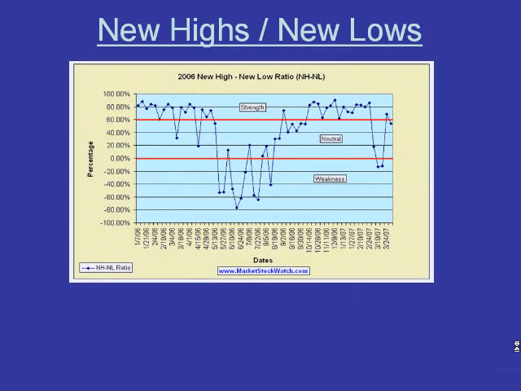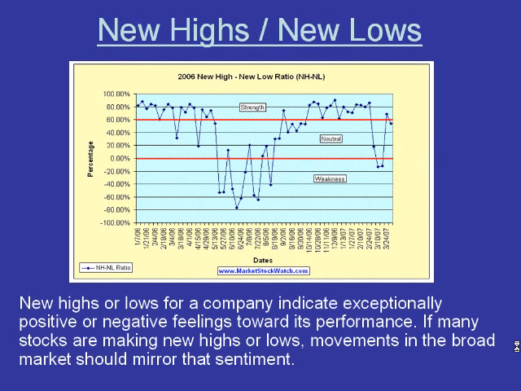New highs, new lows is basically an extension of this. Not only do we want to see stocks that are advancing, we want to see if they're making a new high, a new 52-week high, or are they making a new low, a new 52-week low. New highs or new lows are for companies that have a positive or negative feeling towards their performance. If stocks are making new highs or lows, movements in the broad market should mirror that same sentiment. So again, this is another calculation that we look at to gauge the market sentiment. If I'm looking to go long on some positions, I want to see the new highs outpacing the new lows.